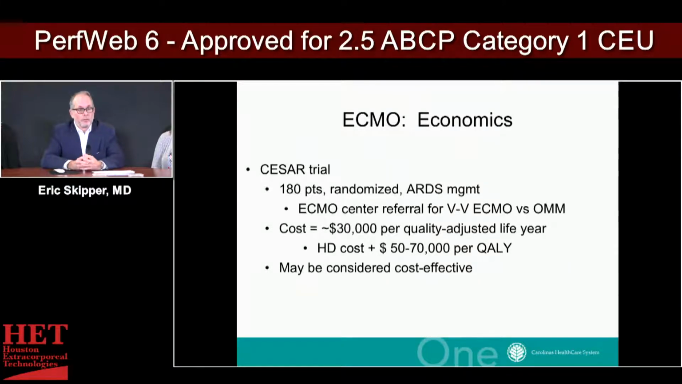Economics. All of us are faced with economic discussions with our hospitals, with insurance companies. So the CESAR trial looked at 180 patients, and they were randomized for ARDS management. So this was VV ECMO versus optimal medical management. The cost for VV ECMO was about $30,000 per quality adjusted life year, which interestingly enough is less than that for hemodialysis. And thus it was felt for ARDS in a VV ECMO setting to be cost effective.